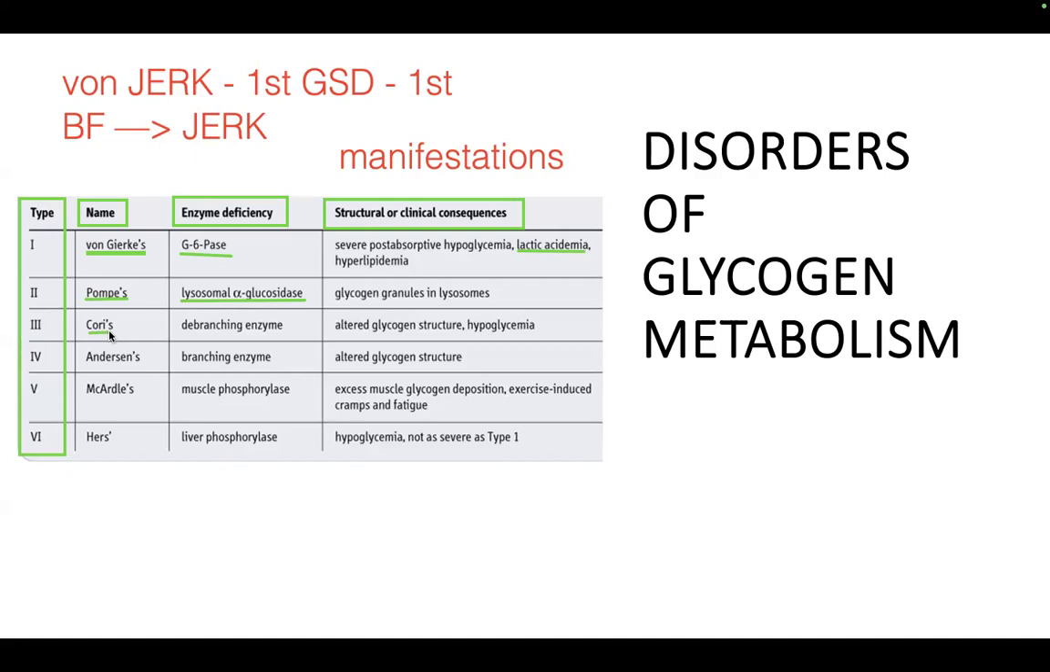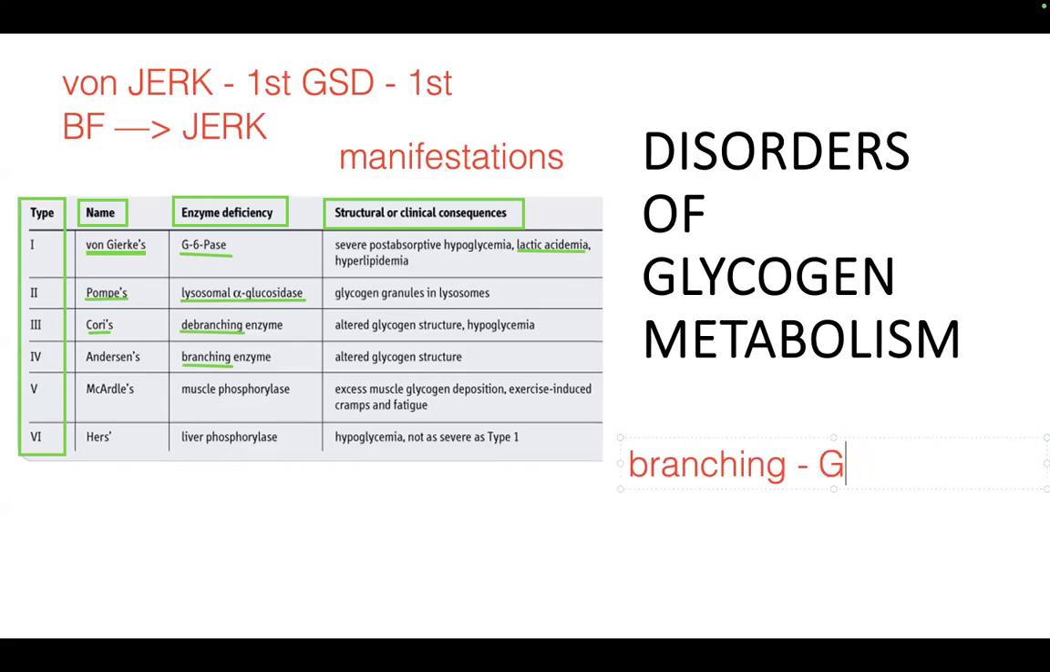Tarui disease, that's glycogen storage disease type 3, has a deficiency in the debranching enzyme. Type 4 is Anderson's disease that has a deficiency in the branching enzyme. Now, I want to ask a simple question. Which of these two enzymes, debranching versus branching, where would you encounter the branching enzyme? Do you encounter it in glycogenesis, or do you encounter it in glycogenolysis?